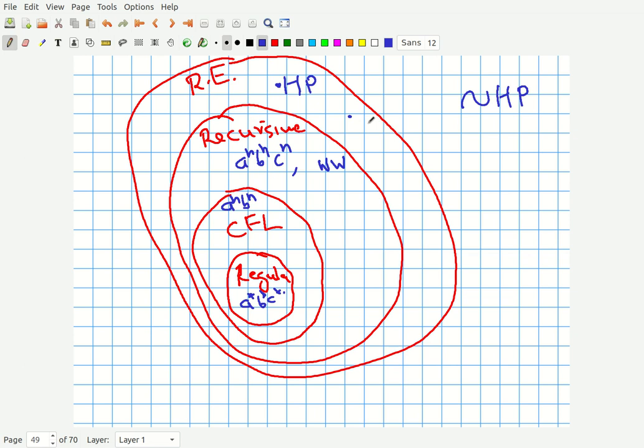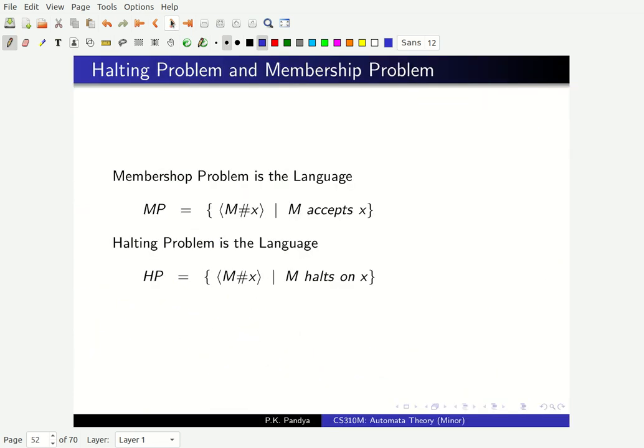But is the halting problem one rare language which is in RE, and most interesting languages come here? Well, a fair number of useful languages are recursive. But what about languages here? What else is in RE, right? So we will look at one more example.